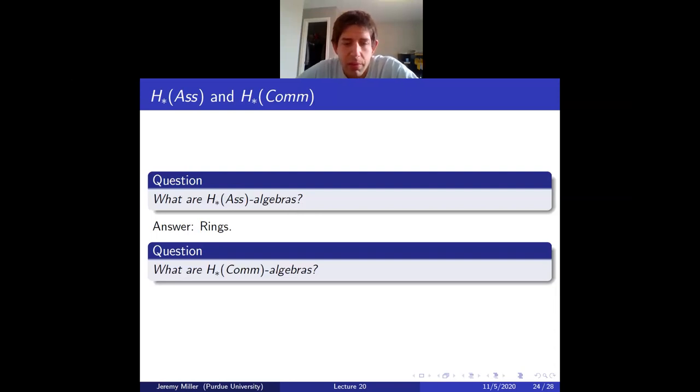Any guesses for commutative algebras over the homology of the commutative operad?